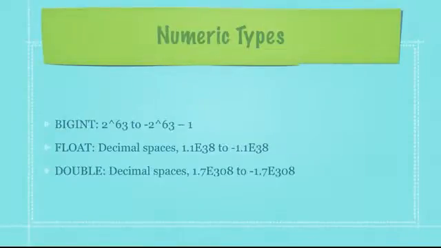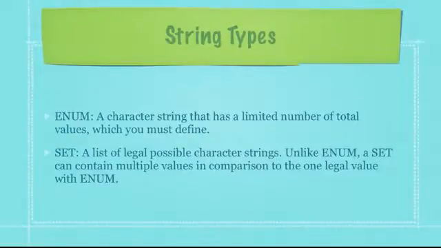More numeric types, you have big integers. You can see there the minimum and maximums. Floats, which is what you're going to use with decimals, as well as doubles. And then you have your string types. You're going to have enumerated types, which is just like you saw there. Whenever you know that you're going to have a limited number of possible values like male or female, an enumerated type works well. And then you have sets, which I'm actually going to skip over in this part of the tutorial, which is just going to be a list of legal possible character strings.